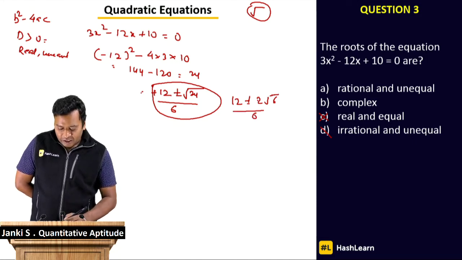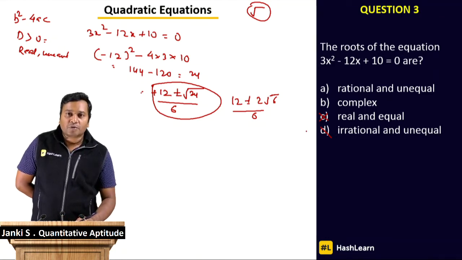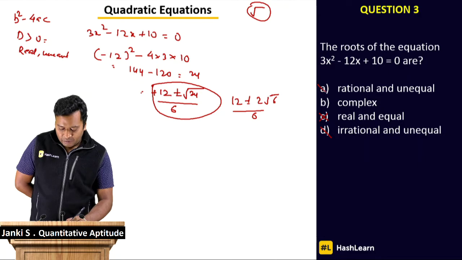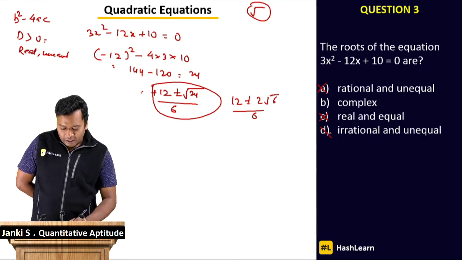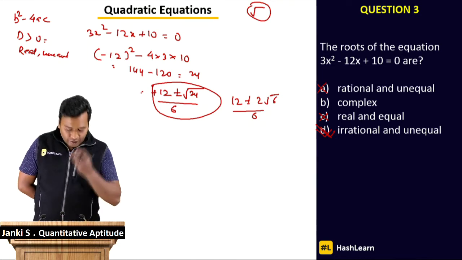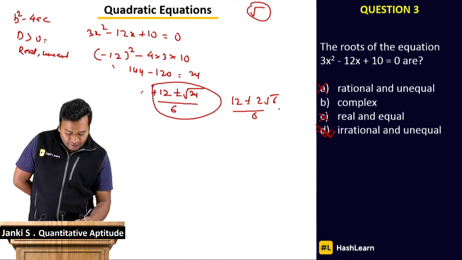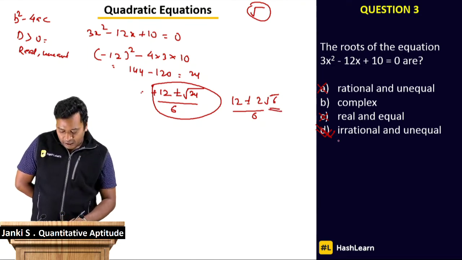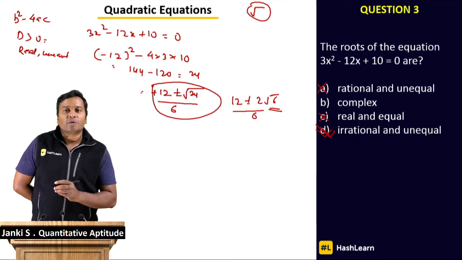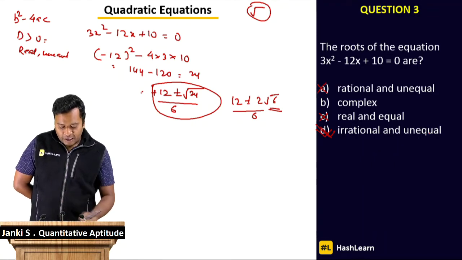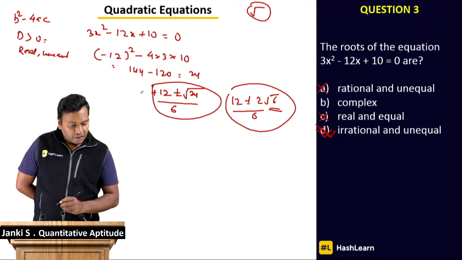So rational and unequal is not possible, because rational numbers are in terms of p by q. This is not in terms of p by q, right? Irrational is definitely possible, right? Irrational numbers are those which are in terms of roots. Here my value is in terms of roots, and it's nothing but in the unequal format. It will always be irrational and unequal will be the representation possible in this case, right?